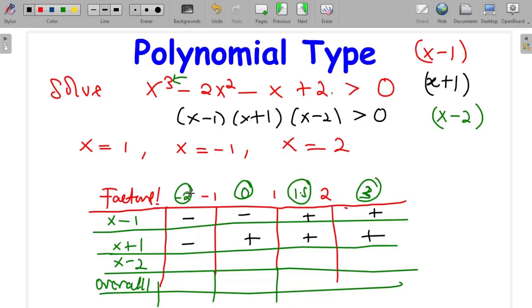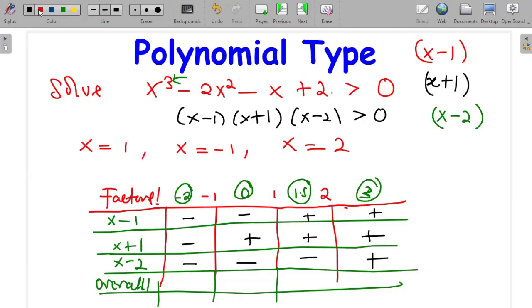Okay, what about if I put minus 2 there? It will be minus 4, so that will be negative. If I put 0 there, it will still be minus. And then if I put 1.5 there, it will be 1.5 minus 2, which gives me minus 0.5. So that is still a minus, okay? And then if I put 3 there, that will be plus.